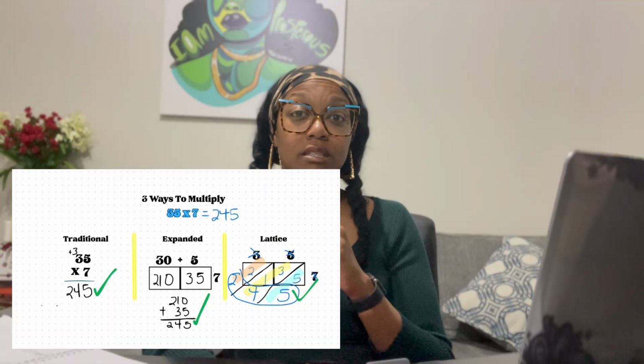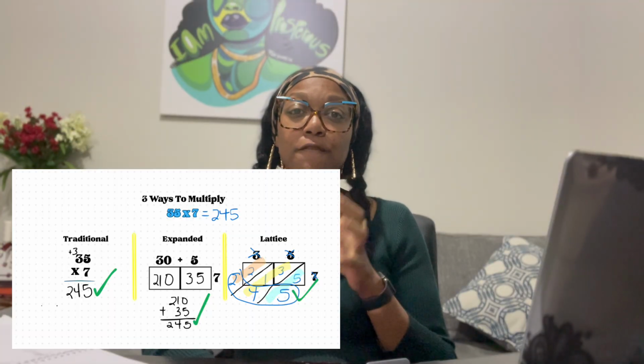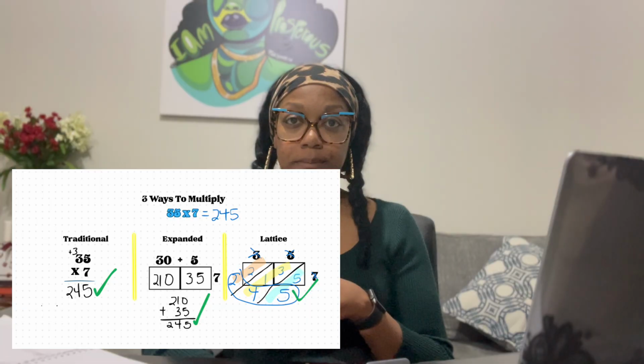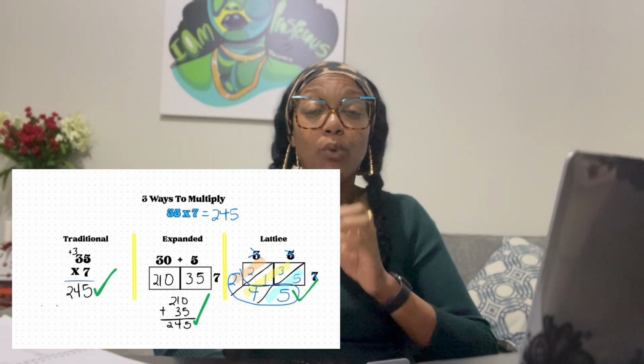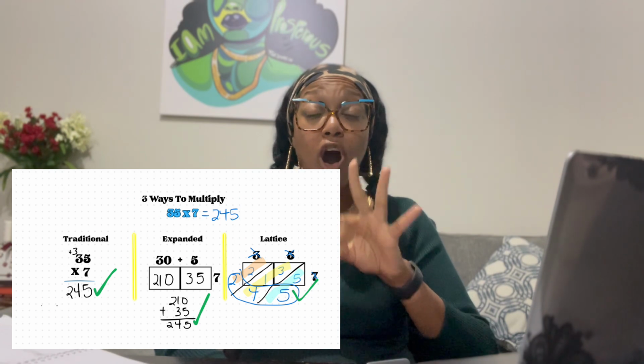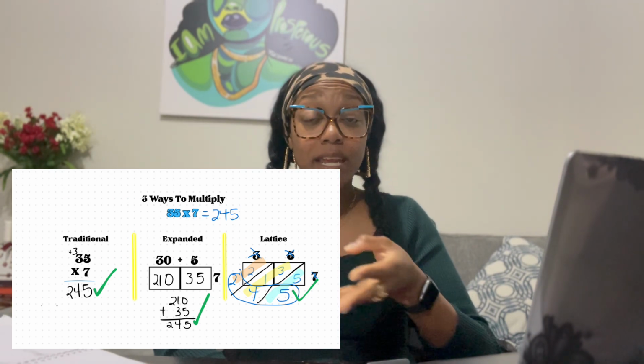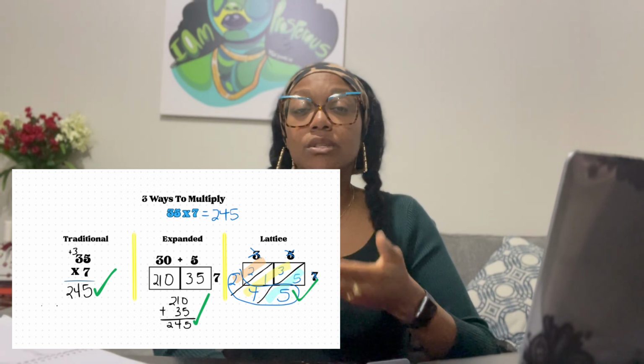By the end of that third set, that 3x2, these are some things your students should start noticing. They should notice that the lattice is organizing the partial products in a grid, that the expanded form shows distributive property. The traditional method compresses the expanded form into a faster method. Also, all 3 methods are mathematically equivalent. They give you the same answer.